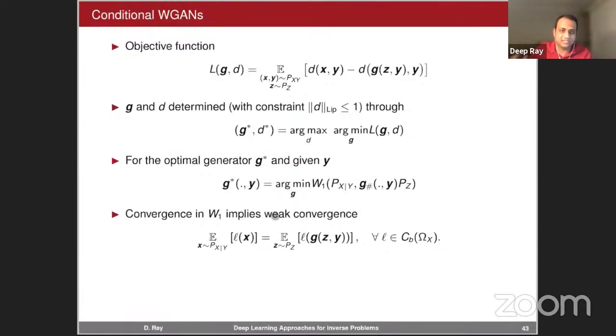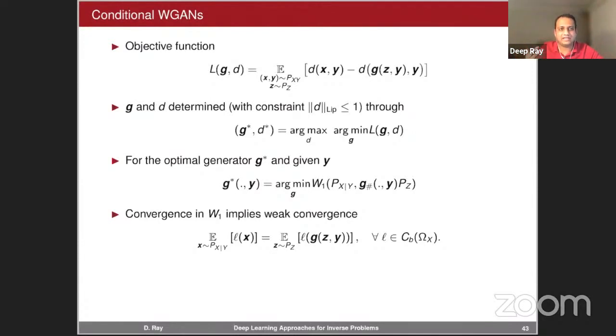And convergence in the W1 metric will imply weak convergence. So what you can show is that the expectation of L of X, where X is sampled from the true conditional X given Y, is going to be the same as the expectation of L of G of Z comma Y, where Z is sampled over this latent distribution PZ. So what you will typically do, once the GAN is trained, is fix a Y and take lots of samples of Z for that fixed Y. You'll correspondingly get lots of samples of X, and those X's will correspond to samples from the posterior.